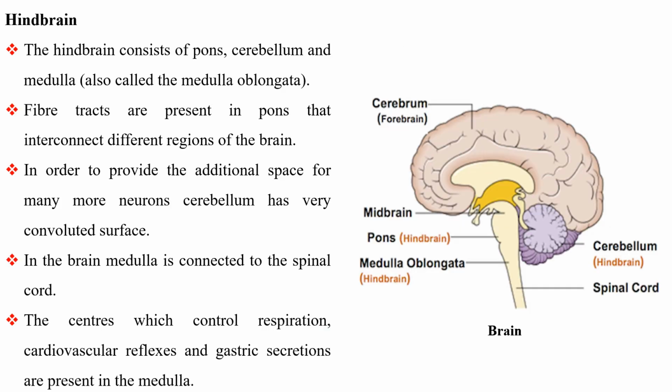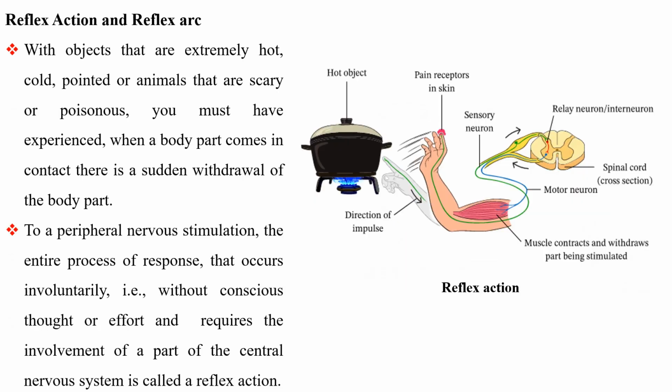Hindbrain. The hindbrain consists of pons, cerebellum, and medulla. Fiber tracts are present in the pons that interconnect different regions of the brain. In order to provide additional space for many more neurons, the cerebellum has a very convoluted surface. In the brain, the medulla is connected to the spinal cord. The centers which control respiration, cardiovascular reflexes, and gastric secretions are present in the medulla.